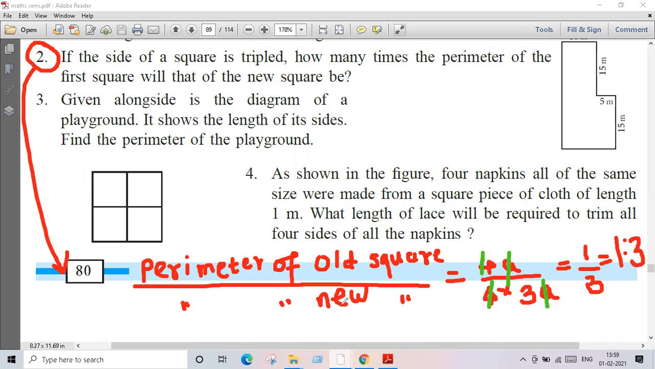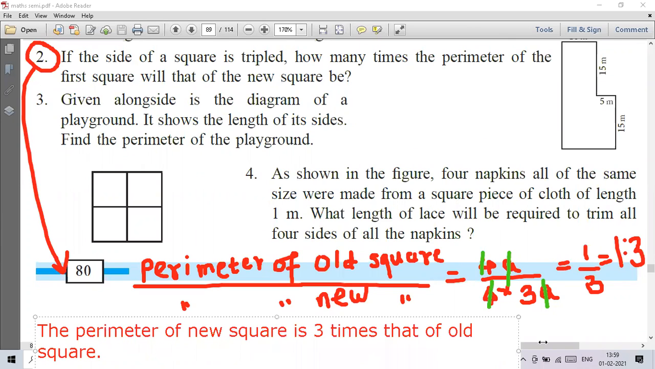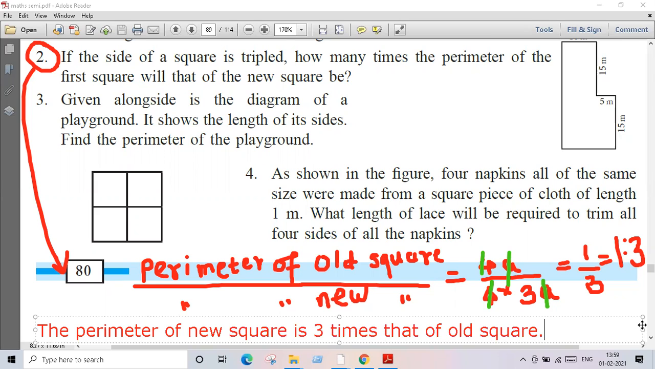How many times? That will be 3 times. So you can write here the answer: perimeter of new square is 3 times that of old square.